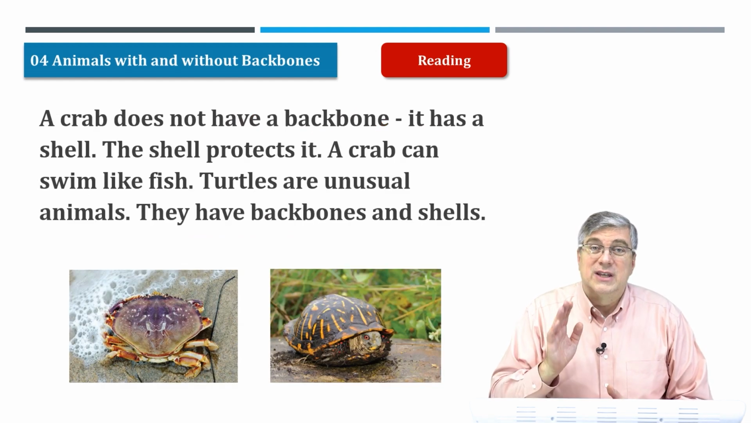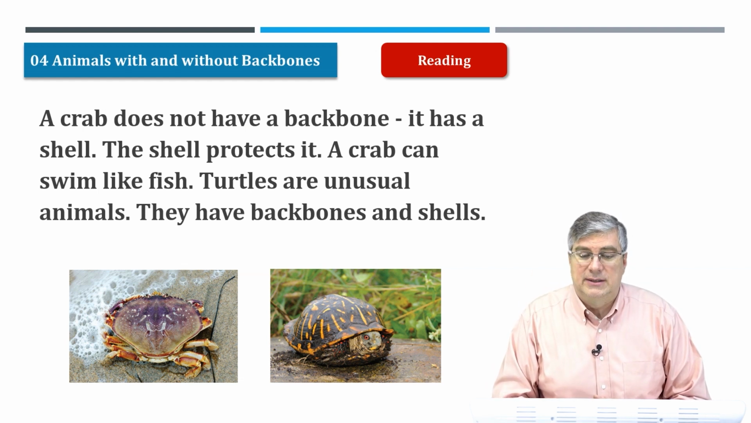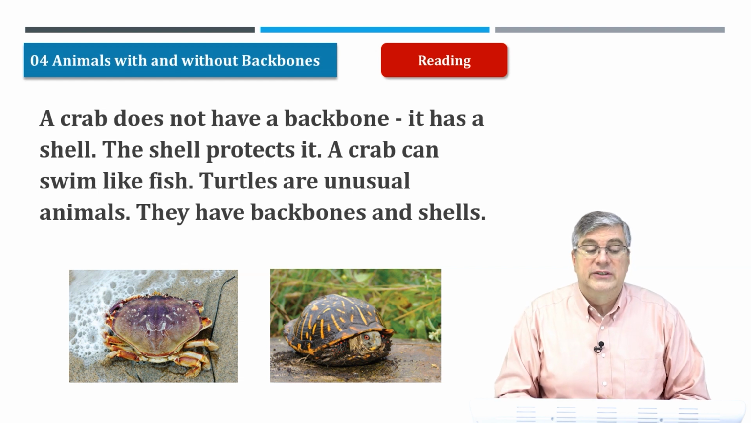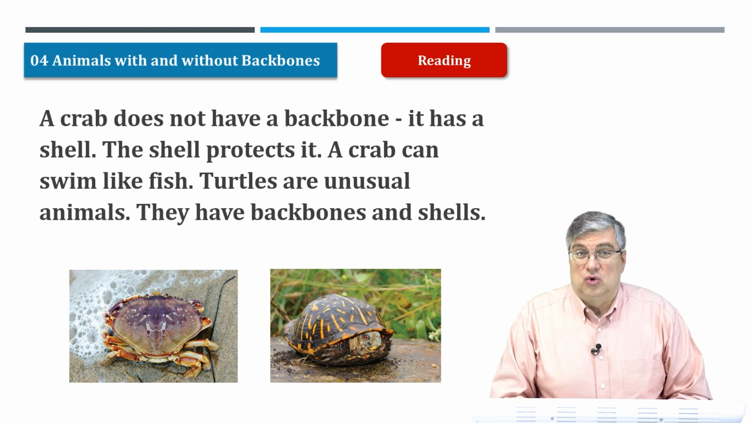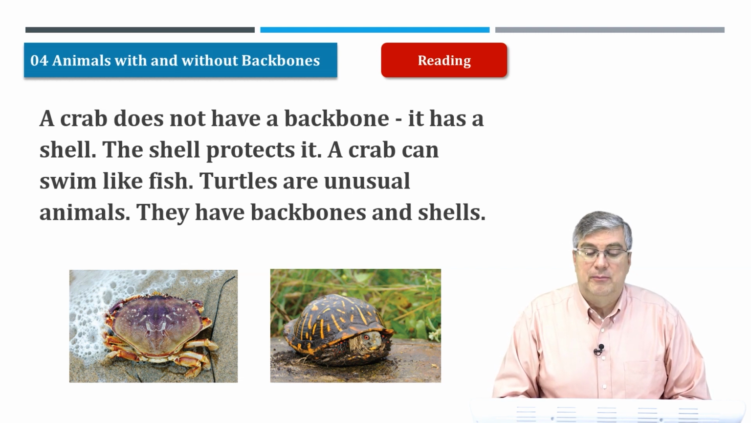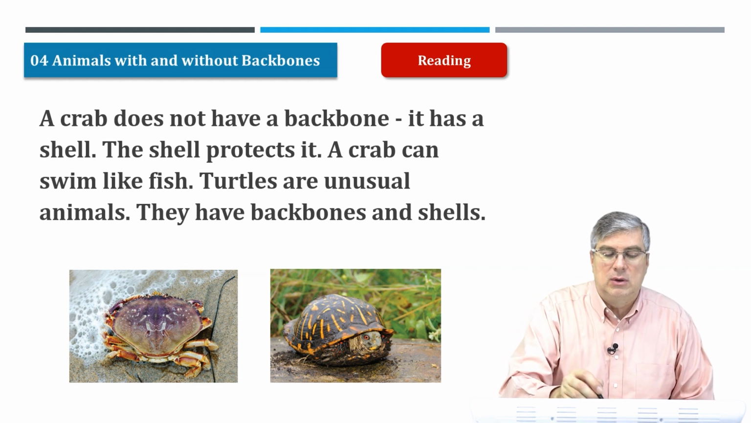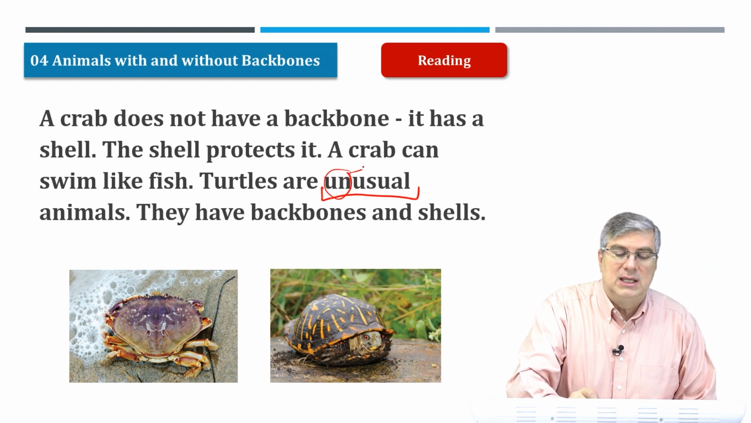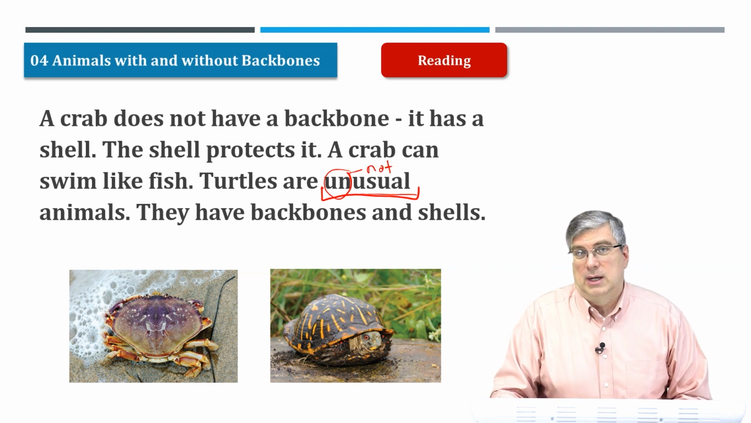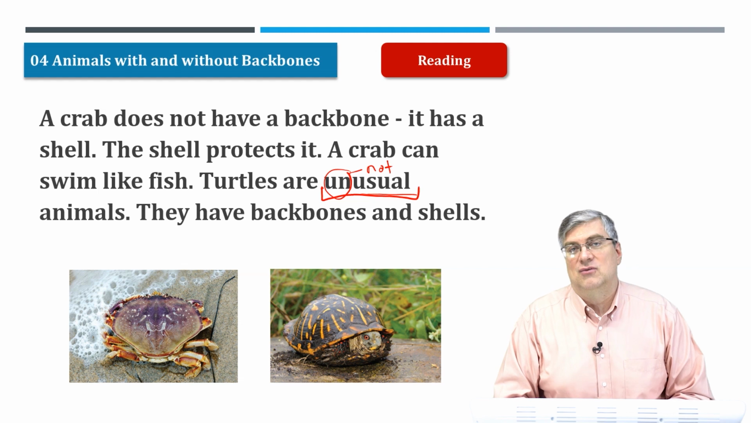A crab does not have a backbone. It has a shell. The shell protects it. A crab can swim like a fish. Turtles are unusual animals. They have backbones and shells, right? So sometimes it's hard to classify animals. If you say turtles are unusual, that means un means not, right? So they are not usual, they are not normal, right? They are unusual animals. They have backbones and they have shells, right?